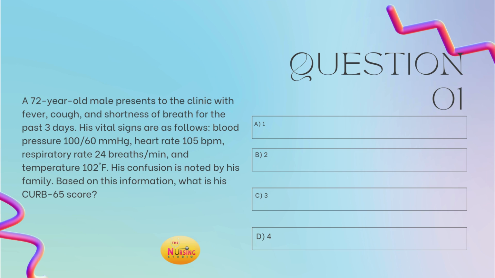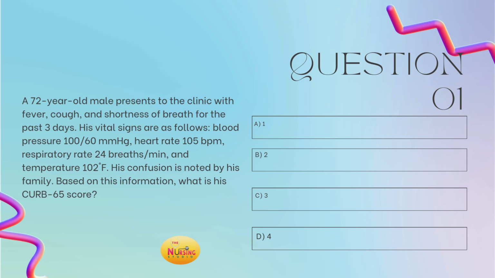Question number one states a 72-year-old male presents to the clinic with fever, cough, and shortness of breath for the past 3 days. His vital signs are as follows. Blood pressure is 100/60, heart rate is 105 beats per minute, respiratory rate is 24 breaths per minute, and the temp is 102 degrees. His confusion is noted by his family. Based on this information, what is his CURB 65 score? Is it A, 1? Is it B, 2? Is it C, 3? Or is it D, 4? Take a moment and tell me what you got in the comments, you guys.